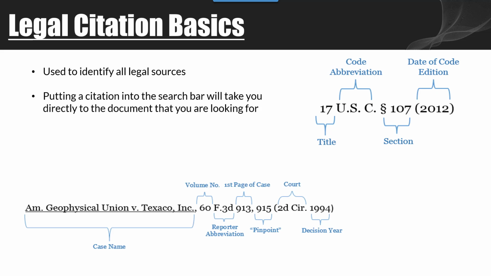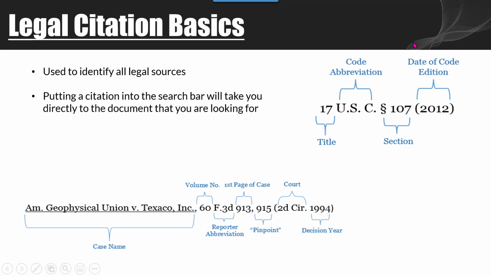The reporter abbreviation is a book that the case is published in. If you've ever been in a law firm with law books on display, they're likely reporters. The first number is the volume number of the reporter. Final number is the page number where this case can be found. If you are citing to part of a case that is not on the first page, you will also have to include what's called a pinpoint cite, or the exact page location of where you're citing. After that, the court abbreviation is either a state or federal court, and then the year the case was decided.